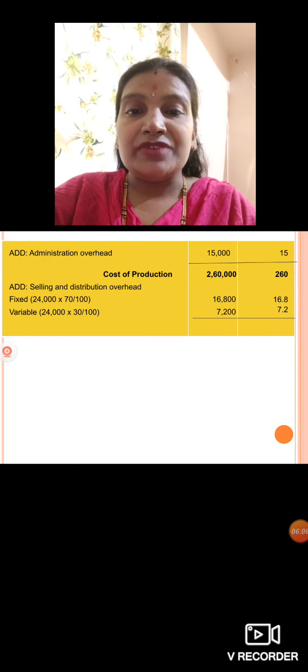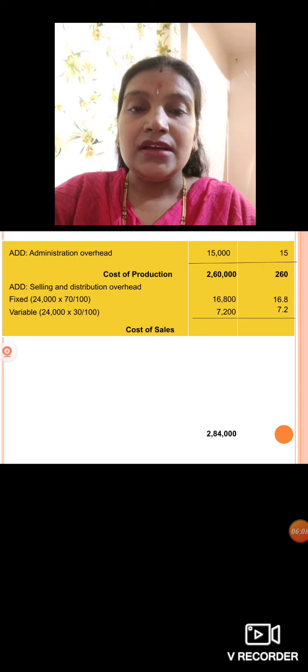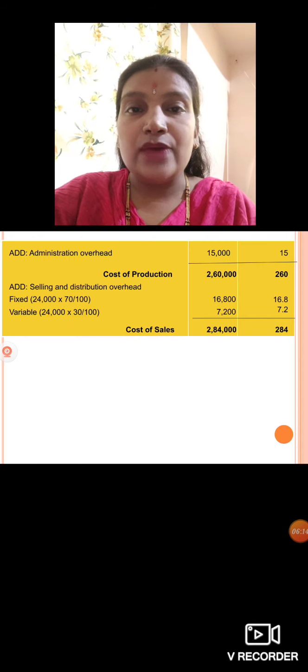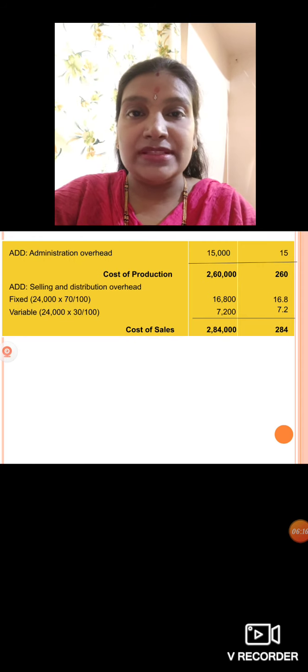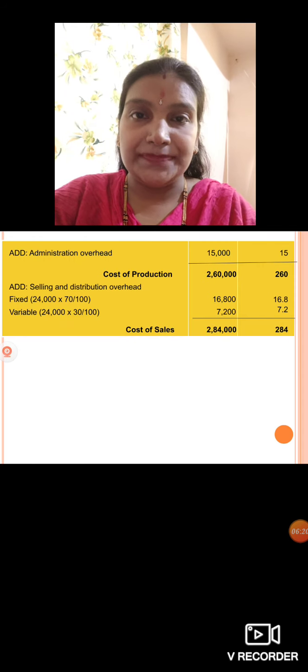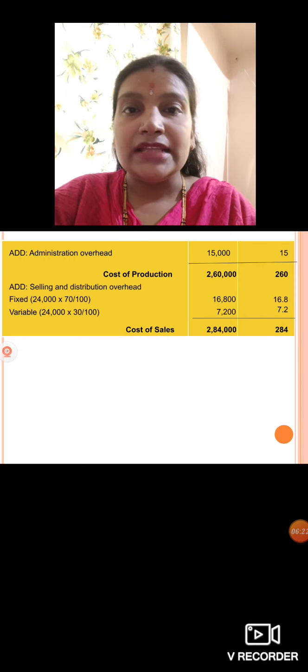Okay. So how much do we have as cost of sales now? It is 2,84,000 and 284 per unit. Okay. This is cost of sales. They have not mentioned anything regarding profit, how much they want to earn. So only till here you have to prepare your cost sheet. Okay, if they mention any profit rate, then we will add it, then we'll get a selling price of it.